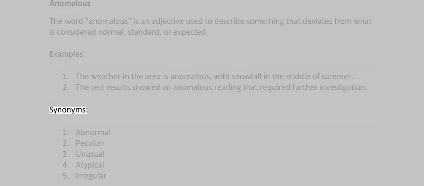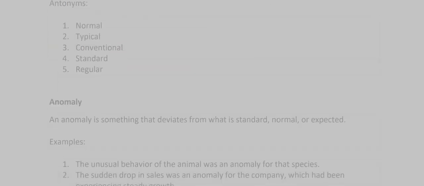Synonyms: 1. Abnormal. 2. Peculiar. 3. Unusual. 4. Atypical. 5. Irregular. Antonyms: 1. Normal. 2. Typical. 3. Conventional. 4. Standard.